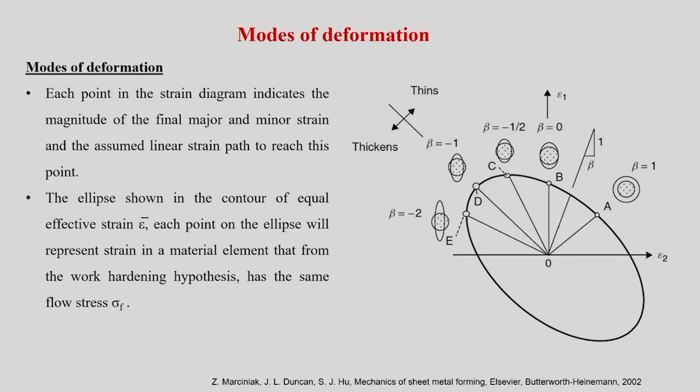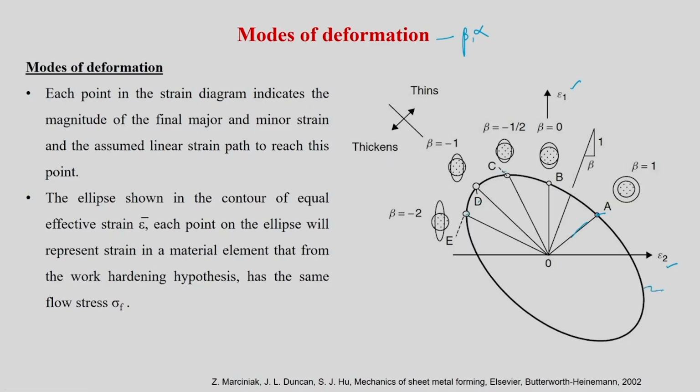Now let us come to modes of deformation. We will get more ideas into these modes of deformation, which is nothing but beta or alpha. What information are we going to get from this? Each point in the strain diagram indicates the magnitude of final major and minor strain and the assumed linear strain path to reach this particular point. Suppose you pick up this particular point, let us say A, on this plot between epsilon 1 and epsilon 2. It has a magnitude of epsilon 1 and epsilon 2, assuming this linear strain path to reach that point. Same way for OB, OC, OD and OE.